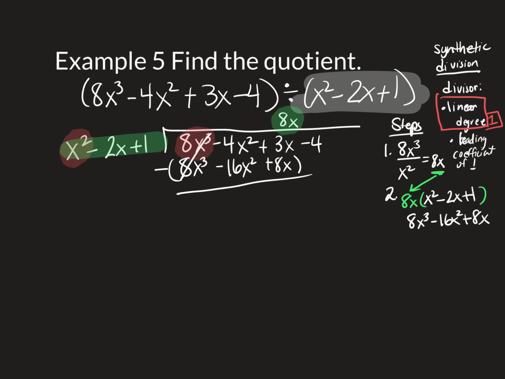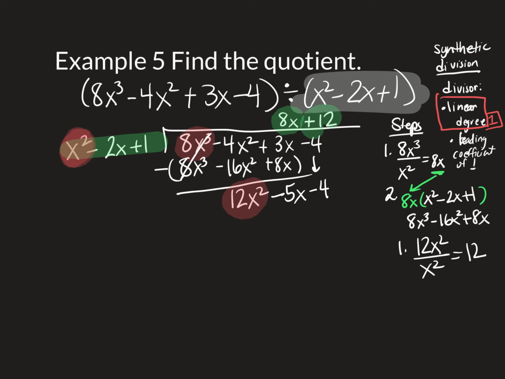8x cubed minus 8x cubed goes away. Negative 4x squared minus negative 16x squared is 12x squared. 3x minus 8x is negative 5x. And then bring down minus 4. That's your step 4. And then start your steps again. Back to step 1. Divide the first term of your new dividend by the first term of the divisor. So 12x squared divided by x squared. That answer is 12. Put that answer above its like term. Positive 12 goes above negative 4.